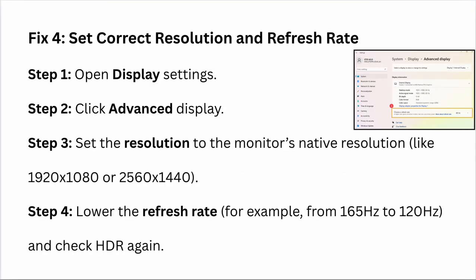Now we move to our final fix. Set the correct resolution and refresh rate. Open Display settings, click Advanced display and set the resolution to the monitor's native resolution, like 1920 by 1080 or 2560 by 1440. And then lower the refresh rate, for example 165 Hz, 120 Hz, and check the HDR again.